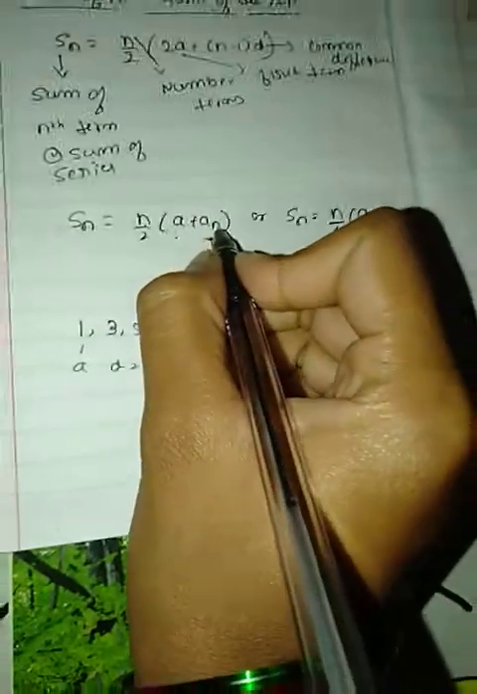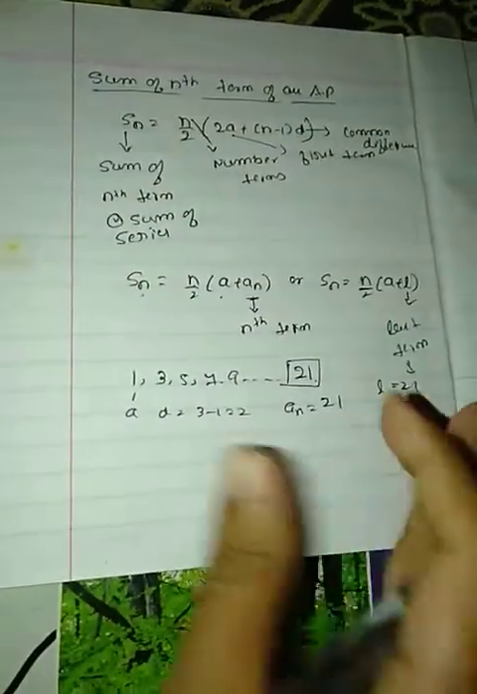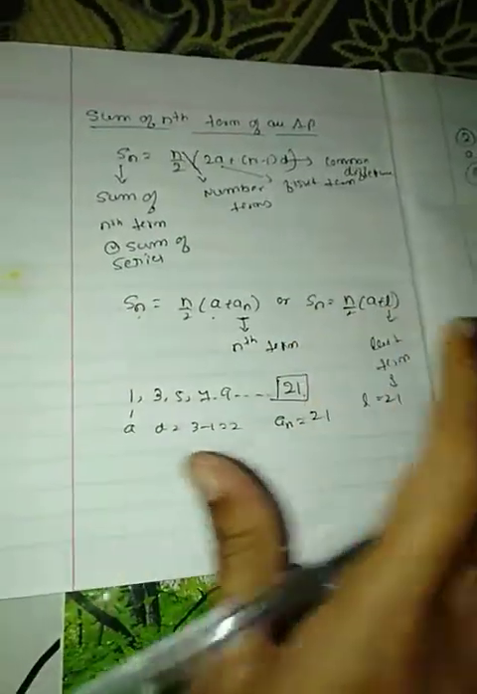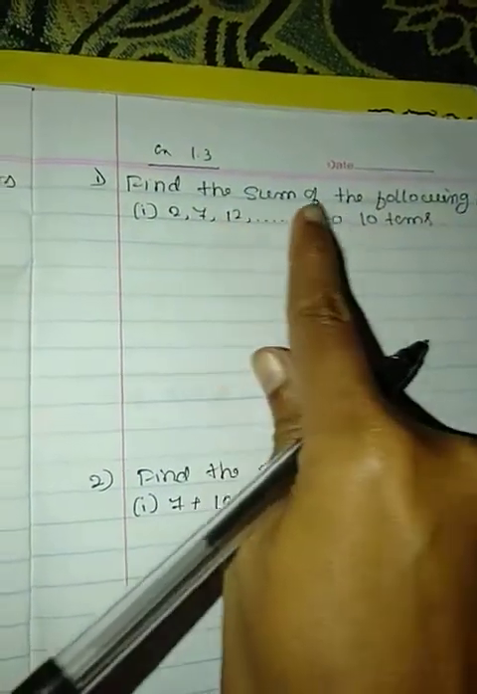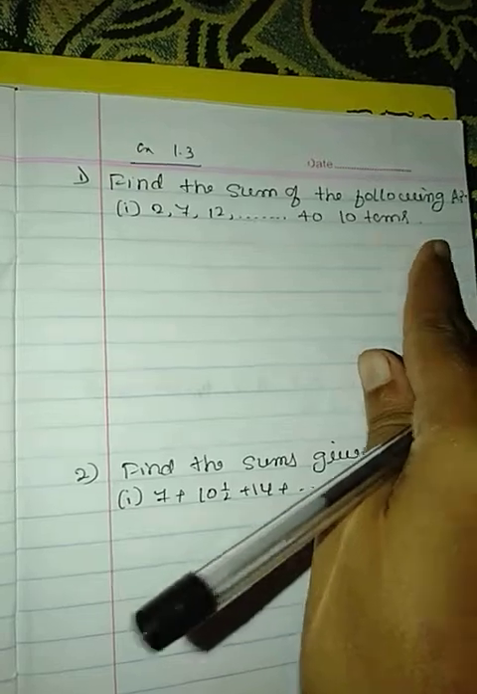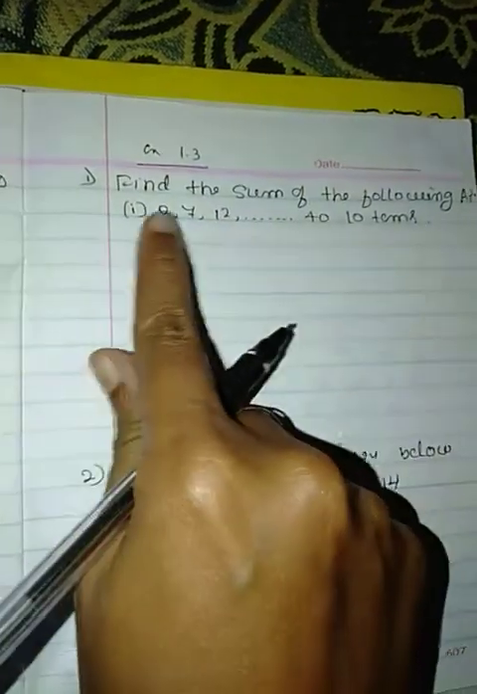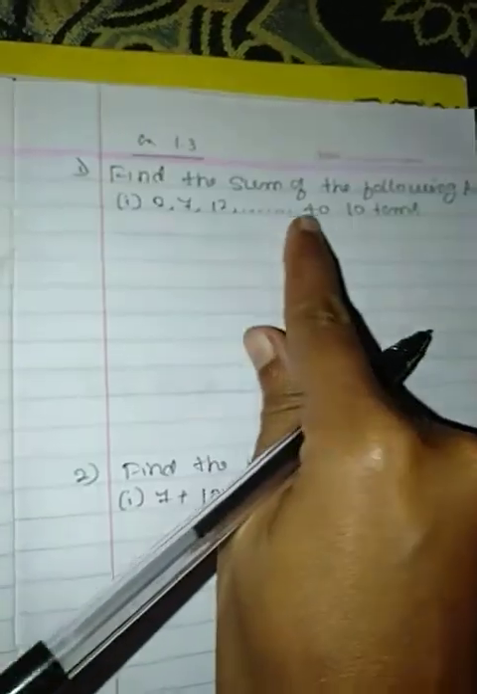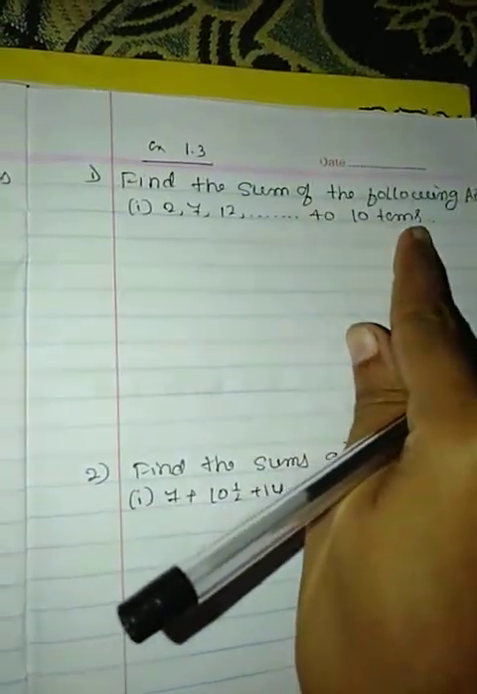a is first term, n is number of terms, an is nth term, Sn is sum of nth terms. Remember that. Now we move on to the exercise problems. In exercise 1.3, the first problem is find the sum of the following AP. Here the given AP is 2, 7, 12 and up to 10 terms.